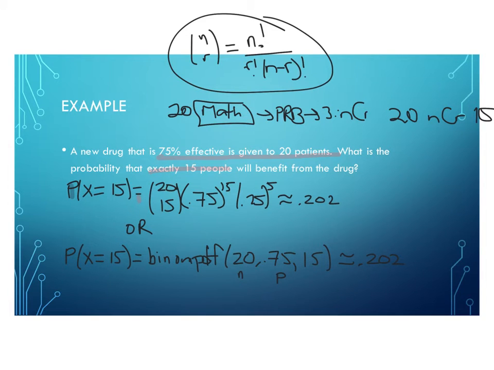Now, if you need to know where to find binomial PDF, you would push second vars and you would scroll down until you find binompdf. But you have to label everything. If you just write binompdf and the 3 numbers, you will not get an essentially correct.